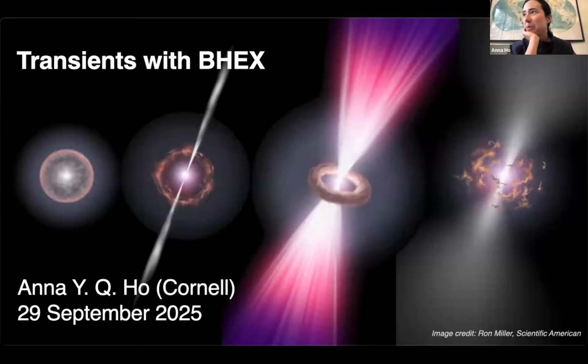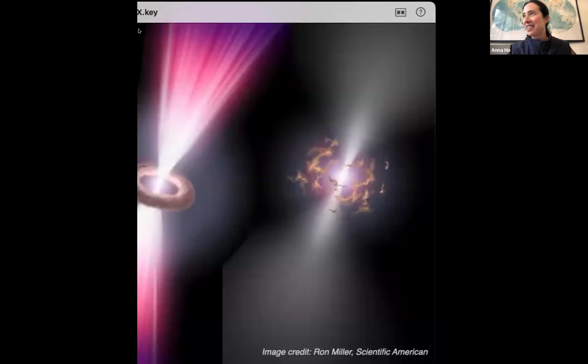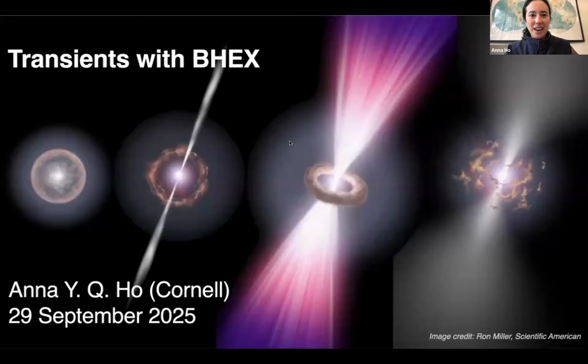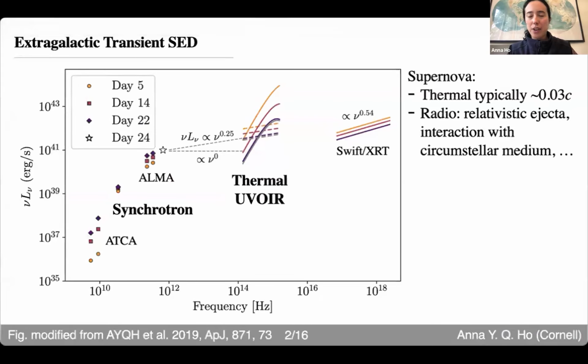As Michael said, I'll be talking about prospects for using BHEX to study extragalactic transients, which I think is quite an exciting topic. So just to set the stage, extragalactic transients can radiate across the entire electromagnetic spectrum. They are diverse, but just as a general rule of thumb, they can have thermal and non-thermal emission.